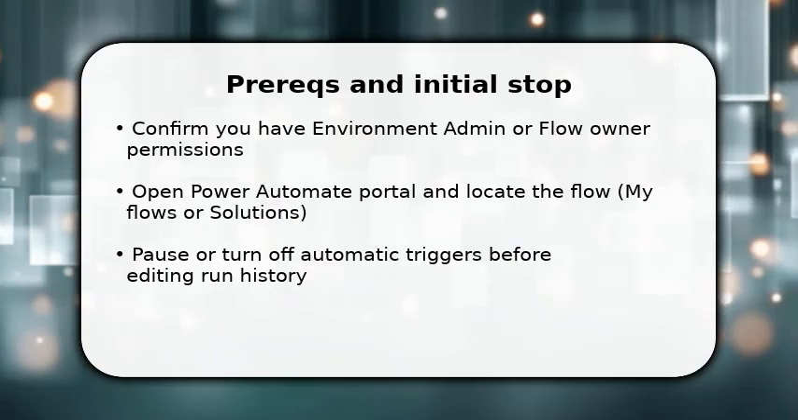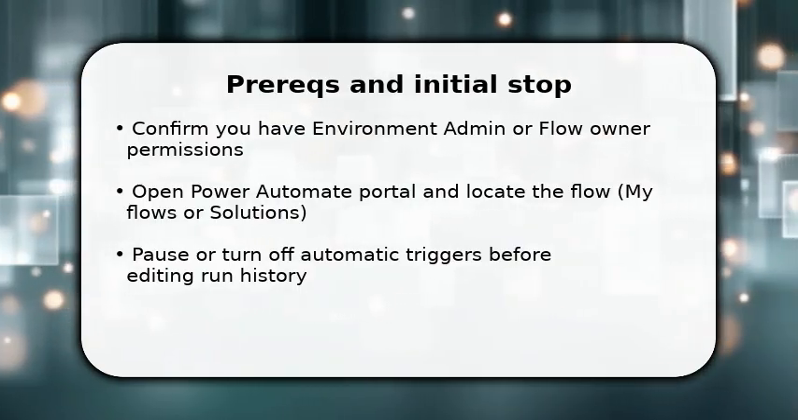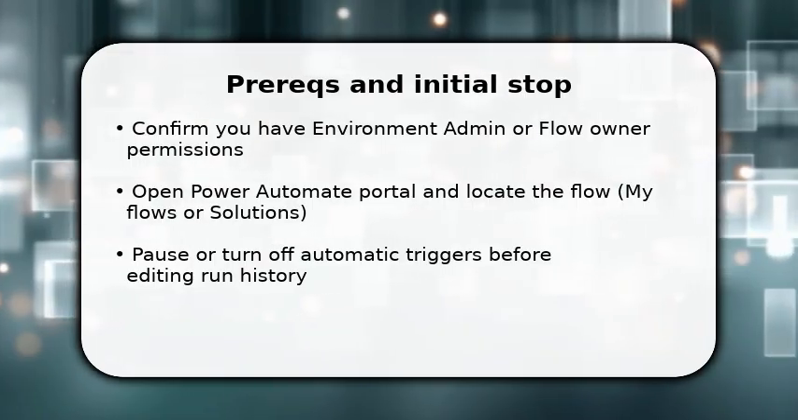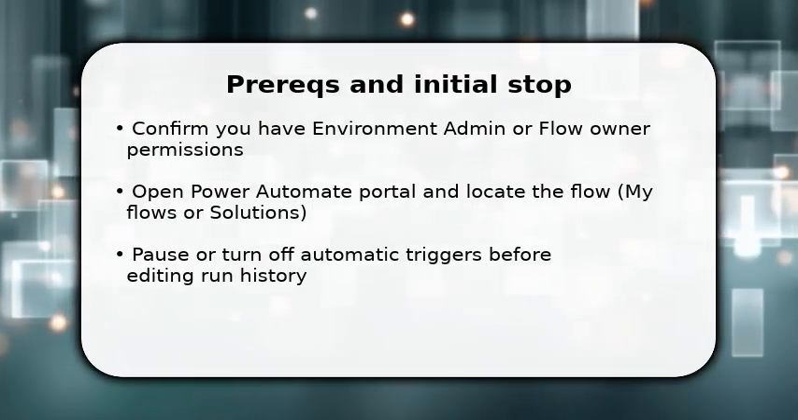You start by verifying permissions. You need to be the owner or an admin. Once confirmed, open the Power Automate portal and find the flow under My Flows or in Solutions.